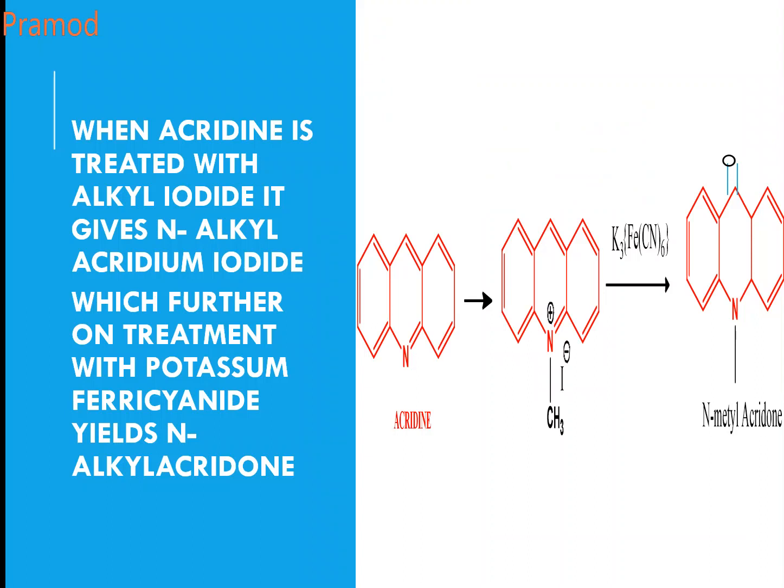Similarly, it will also react with alkyl halide because it acts as a pyridine. So it will form a quaternary ammonium salt, the acridinium iodide, which on further treatment with potassium ferricyanide yields N-methylacridone. It gives N-methyl because it undergoes oxidation followed by methylation. So de-aromatization takes place, the carbonyl group gets introduced at the 9th position, and you get N-methylacridone. If you want to prepare a methylated acridone, first alkylate it using methyl iodide, then treat that quaternary ammonium salt with potassium ferricyanide, and you get an alkyl acridone. Any alkyl acridone can be prepared by this method.